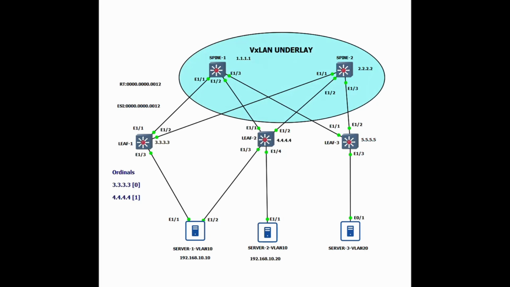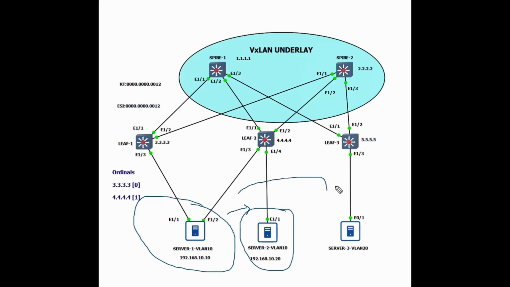And just to validate data plane forwarding in our topology, we will ping from server 1 VLAN 10 across to server 2 VLAN 10. Again, they're in the same VLANs. And also from server 1 VLAN 10 over to server 3 VLAN 20. Server 1 VLAN 10 and server 3 VLAN 20 are in different VLANs, as you might have observed. This is where the concept of symmetric and asymmetric routing and bridging comes into picture.